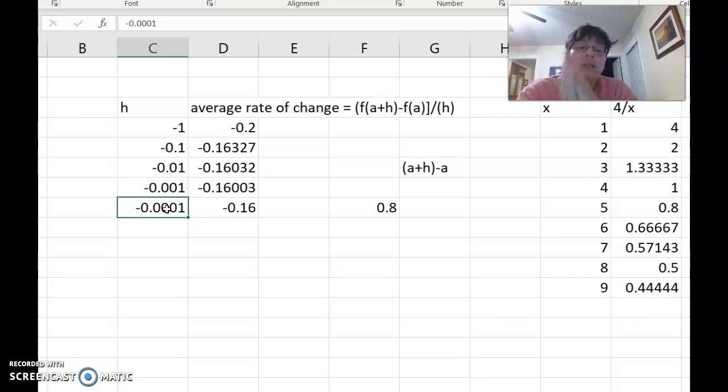We're coming up with the same answer, so we know that the limit is going to come to negative 0.16, which is the slope of the tangent line. It's also the instantaneous rate of change rather than the average rate of change, because that's what we're zooming in on. And that is going to be what we call a derivative at a point. And that's an important part of calculus.